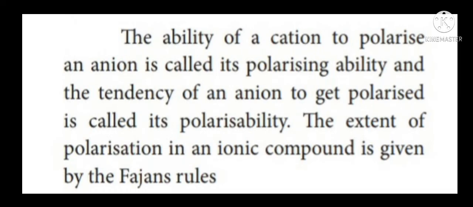The ability of a cation to polarize an anion is called its polarizing ability, and the tendency of an anion to get polarized is called its polarizability. The extent of polarization in an ionic compound is given by the Fajans rule. The Fajans rule is explained on three factors, namely charge of cation and anion, size of cation and anion, and electronic configuration of cation. Let me discuss the Fajans rule.